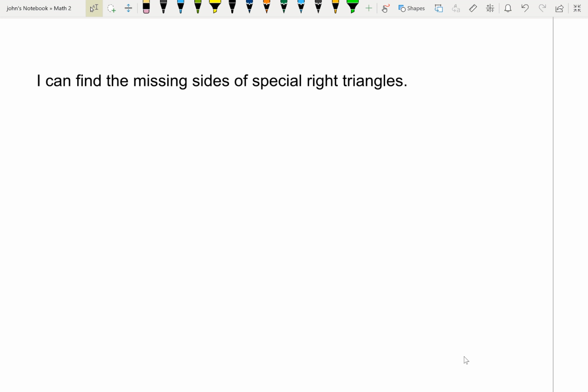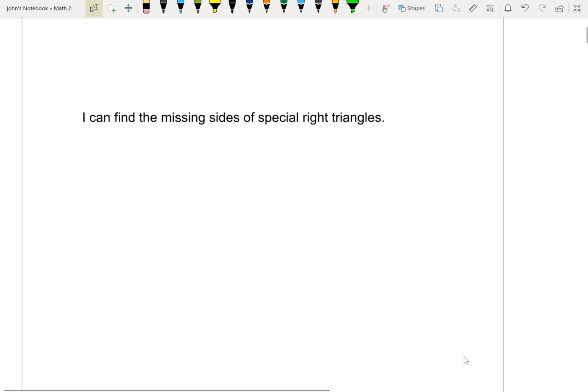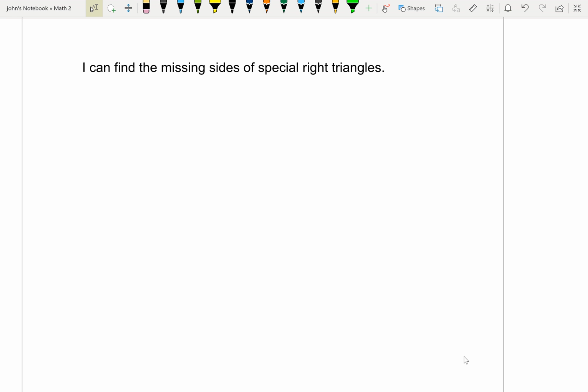In 9.2, we're going to find the missing sides of special right triangles. So we know how to find, using the Pythagorean theorem, if I give you a right triangle and I know two of the sides, if I know this side is 5 and this side is 3, we know how to find that missing side right there. That's what we're doing in 9.1.